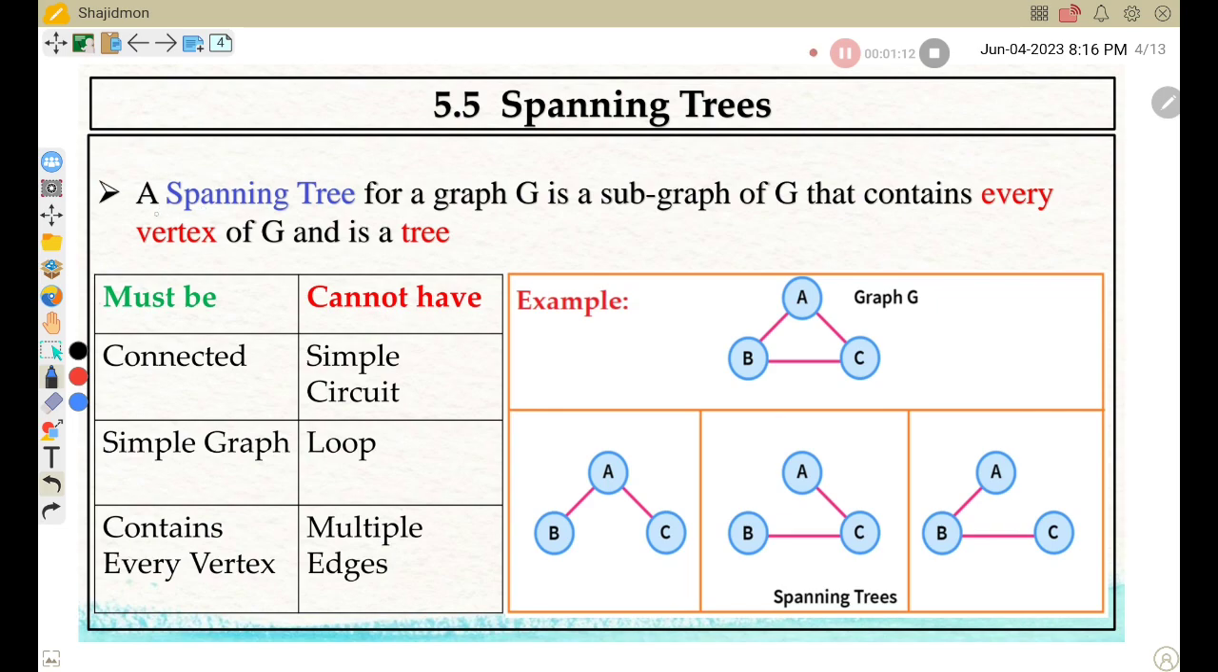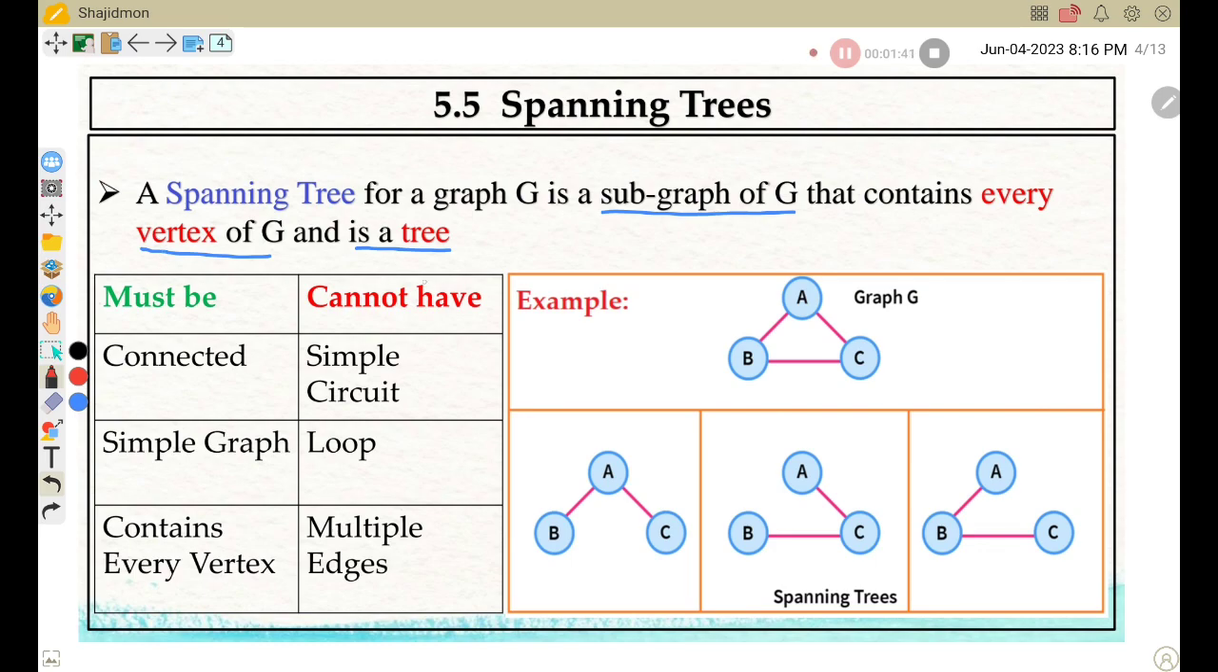A spanning tree for a graph G is a subgraph of G that contains every vertex of G, and it should be a tree. So this is the meaning of spanning tree. A spanning tree for a graph G is a subgraph of G that should contain every vertex of the graph, and it should be a tree. So what are the things it should satisfy?